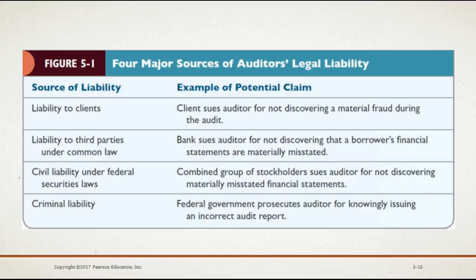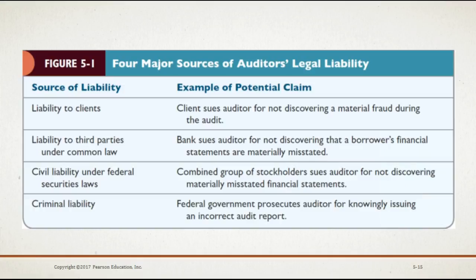In this particular example, the bank does not have privity of contract, but is known to the contracting parties and is intended to have certain rights and benefits under the contract. Consequently, as a third-party beneficiary, the bank in this particular example can sue an auditor for failure to discover the borrower's materially misstated financial statements.